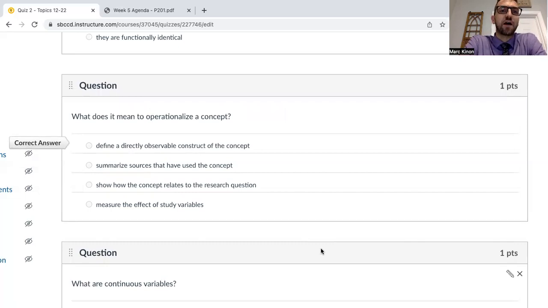What does it mean to operationalize a concept? Define a directly observable construct of the concept. Okay, how can we put this? If you want to study self-esteem and I want to study self-esteem, we need to operationalize it.